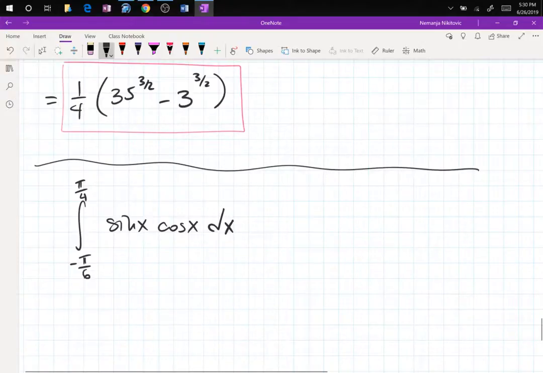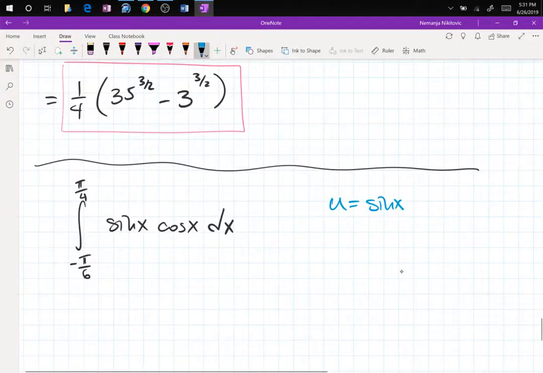This problem can be done in 2 ways, depending on how good your trig identities are. But we'll do it the obvious way, and then I'm going to put my boss glasses on and work out the other way as well. So the obvious way is to say that u equals sine x.